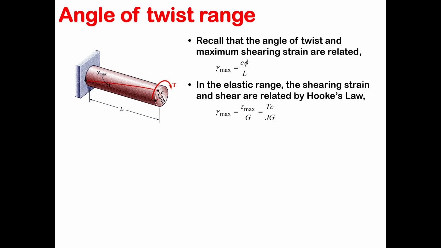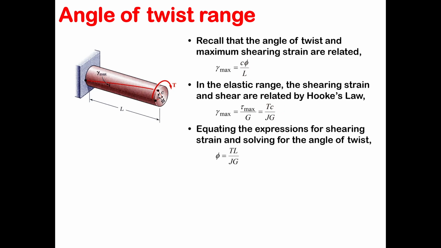How can we relate this to the angle of twist? You can essentially use this equation and this equation, rearrange and simplify to get to this final equation. So your angle of twist is finally related to your torque multiplied by the length of the shaft, divided by the polar moment of inertia, or polar second moment of area, multiplied by G.